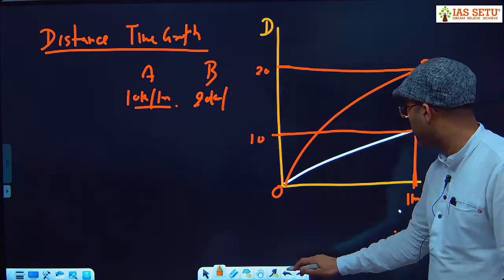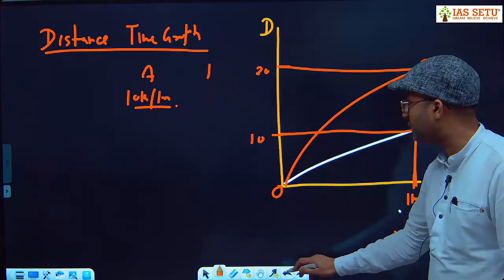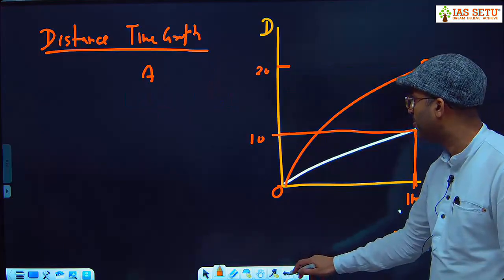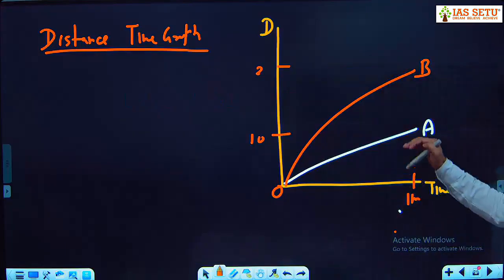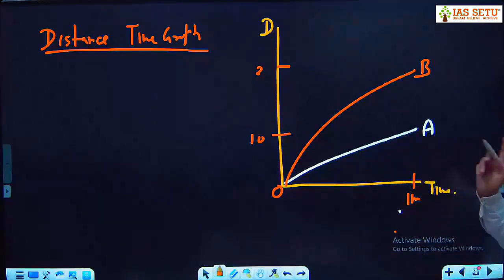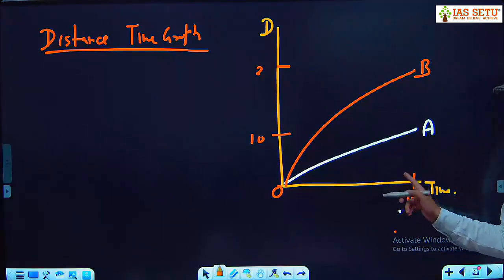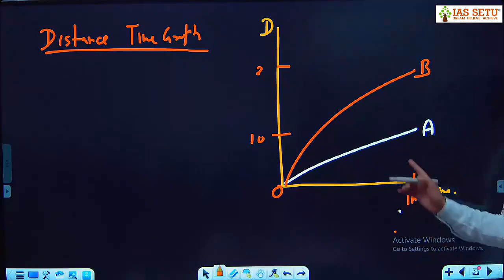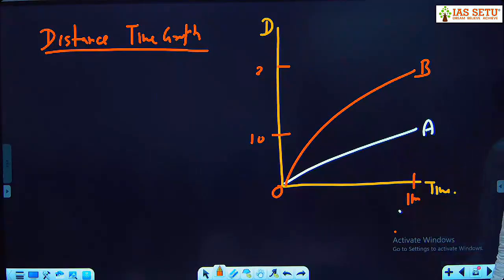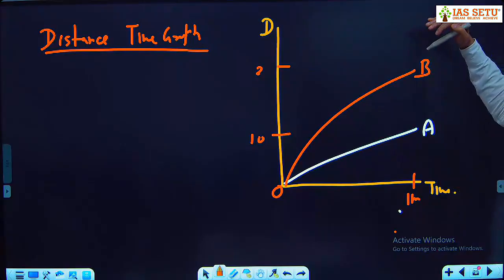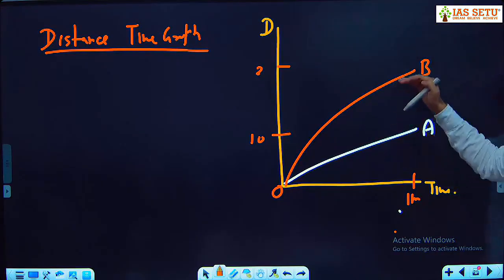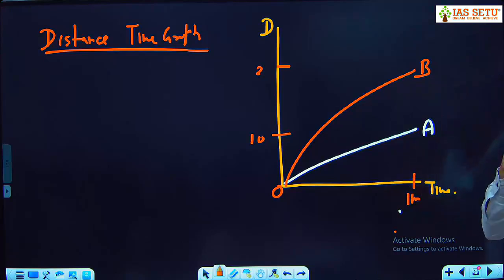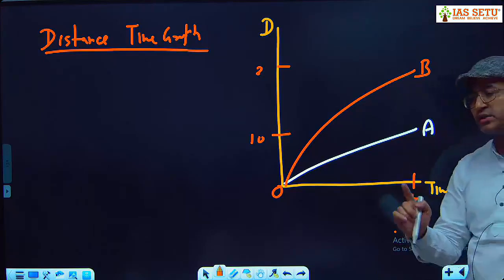Now what is the observation? Observation here is, in a distance time graph, if your graph is near to time axis, you are slow. In a distance time graph, if you are near to time axis you are slow, if you are away from time axis you are fast. The nearer you are to the time axis, the slower you are.